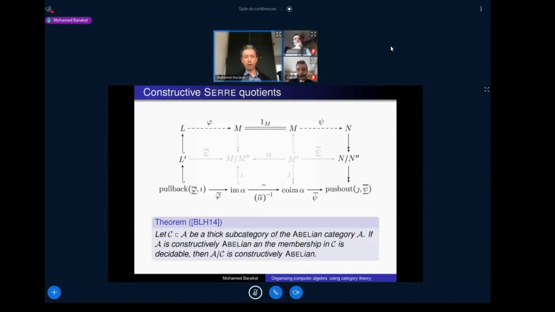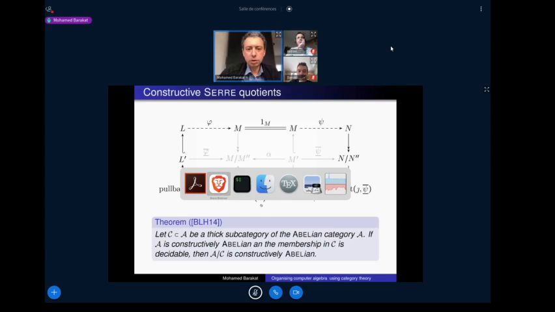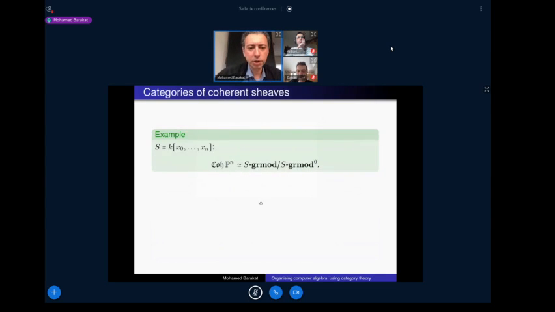So, what we proved is that all this can be done constructively. So let C be a thick subcategory of the abelian category A. If A is constructively abelian and the membership in C is decidable, then A mod C is constructively abelian and the equality of morphisms is also decidable.